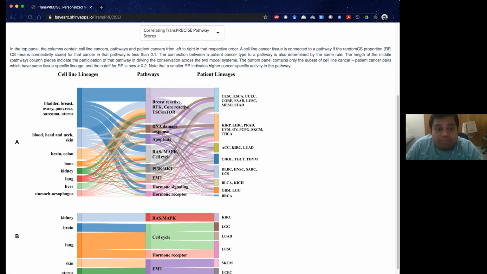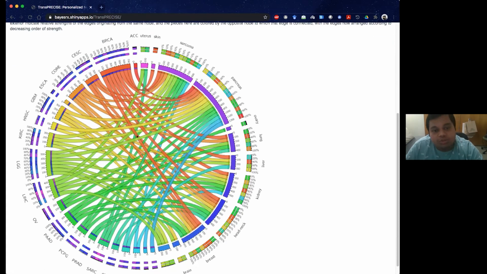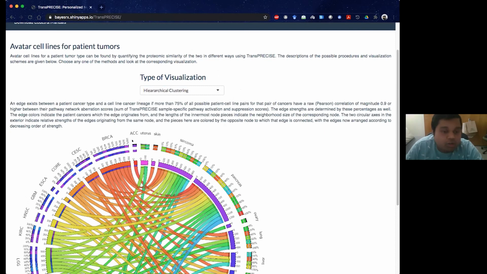You can also do a simple correlation, as I mentioned before while showing my slides. This is how it would look. You have all the cell line cancers here and all the patient cancers here, and the edge colors tell you where the edges originate from and end in. Depending on how thick the edges are, you know how the strength of that connection varies. And then comes the hierarchical clustering that I also mentioned.